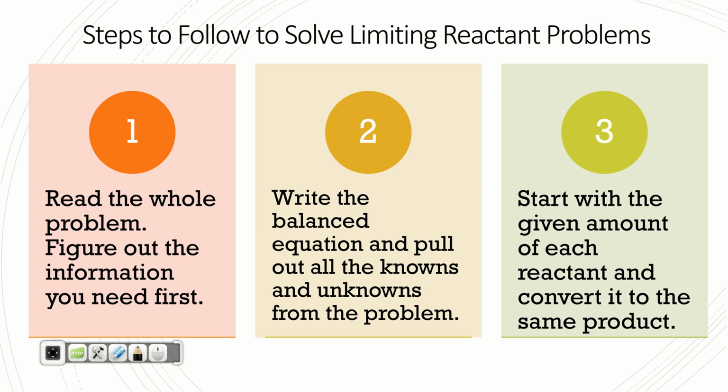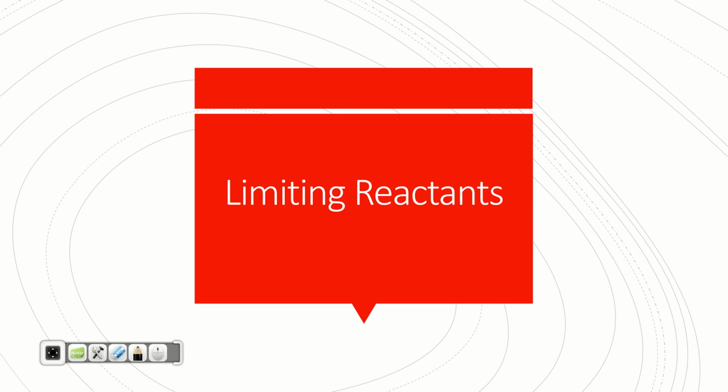If you do it this way, you usually solve 2 problems at the same time. You figure out what the limiting reactant is, and you figure out how much product is formed at the exact same time. You also figure out what the excess reactant is, but then you still have to do one more thing to figure out how much is left. So here we go.